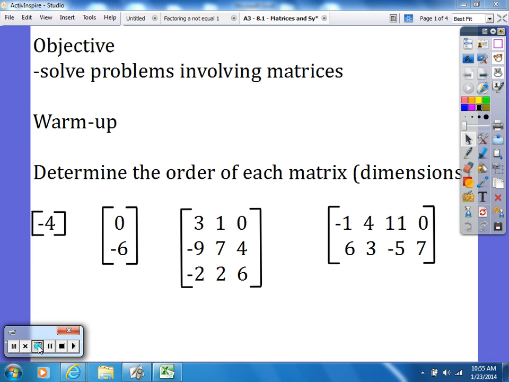1 by 1 is right. Pick somebody. Trevor, what are these dimensions? 2 by 1. Pick somebody. 3 by 3. 3 by 3. Pick somebody. 2 by 4. Good.